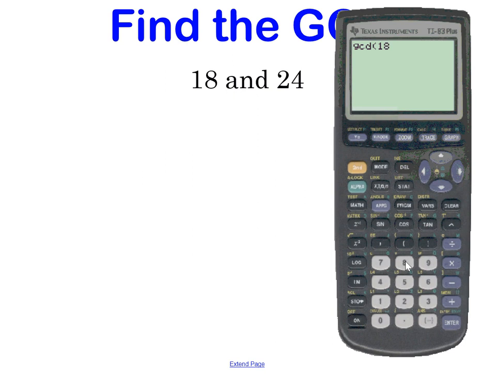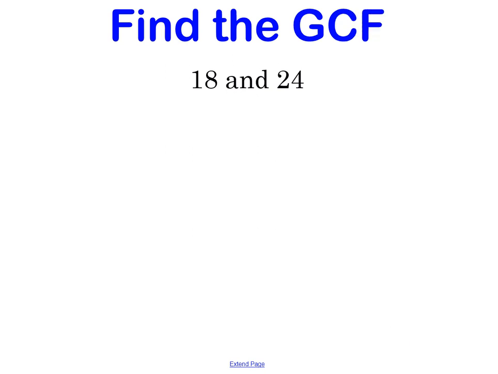So we have 18, and then we press comma, which is right above the 7. Then 24. We are going to close our parenthesis, and we'll press enter. Our GCD is 6. That is the greatest common factor.